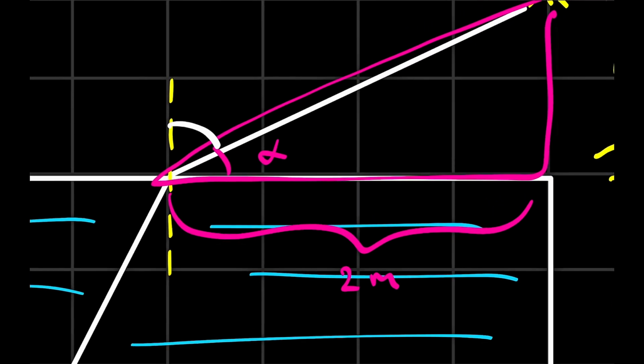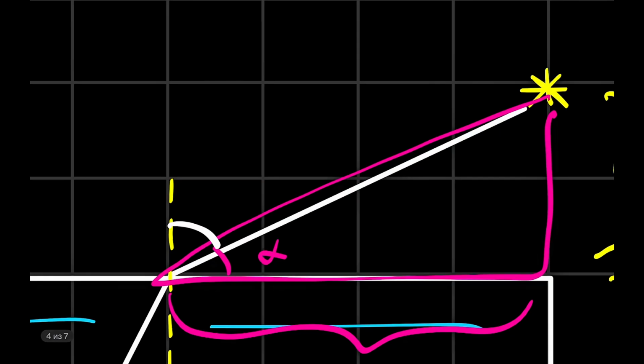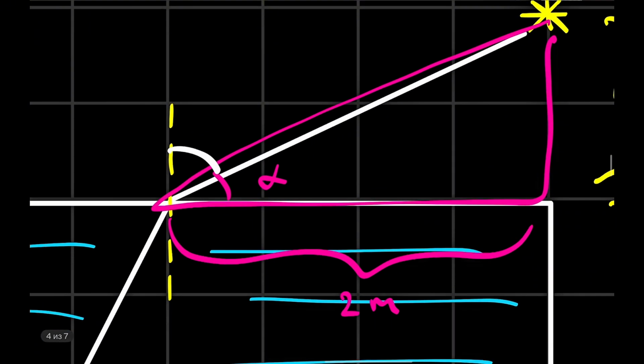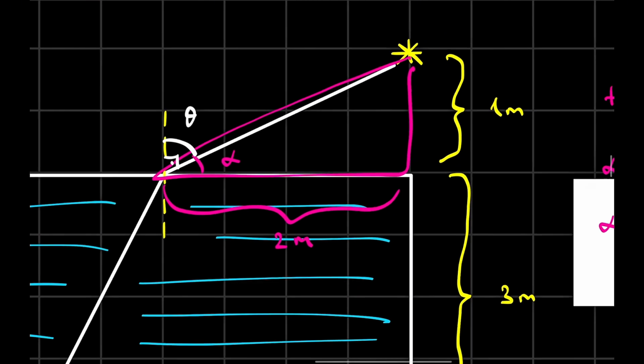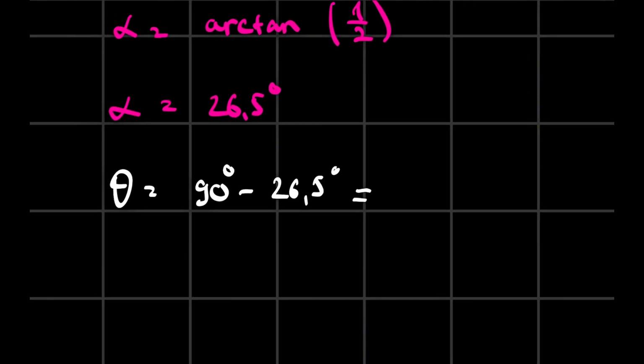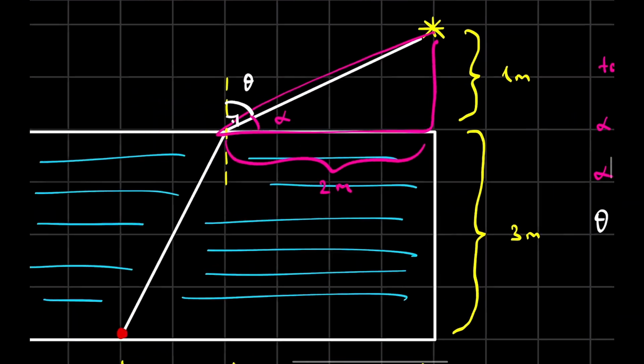Why? Because, as I've said before, the incident angle is always the angle relative to the normal. We could apply it in a different way. We could use this 2 meters as our adjacent and this 1 meter as our opposite, and it's the very same principle. So we can just subtract, because we know this is 90 degrees and this angle theta is just 90 minus 26.5 degrees. If I'm not mistaken, it's 63.5 degrees. Yes, this theta has to be 63.5.